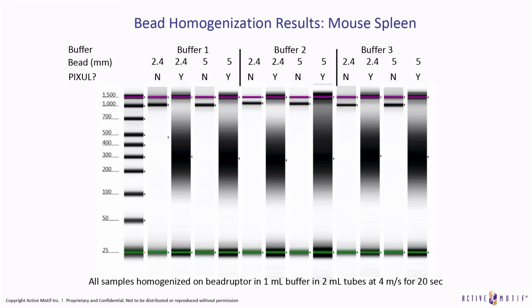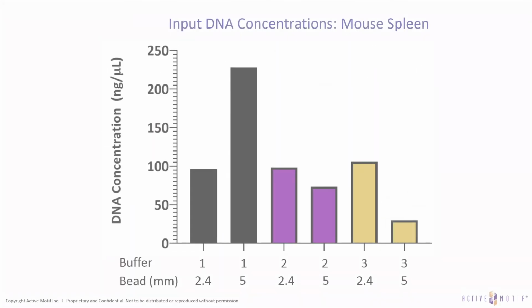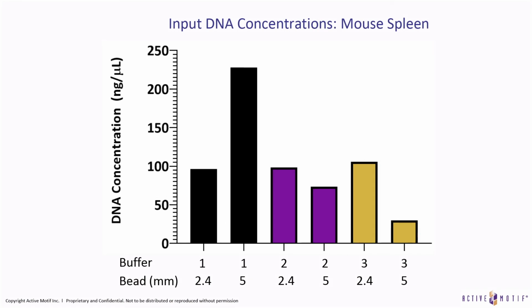If we look at the input DNA concentrations from these preps, we're able to see that just about every condition generates high concentration DNA of about 100 nanograms per microliter. Some do better and some do a little bit worse. This data will need some replicates to understand exactly what the range is. But in all conditions tested, there's enough to do at least a 5 or 10 microgram ChIP-seq reaction in these samples, which is ample material for assaying where transcription factors and histone modifications are within the genome.